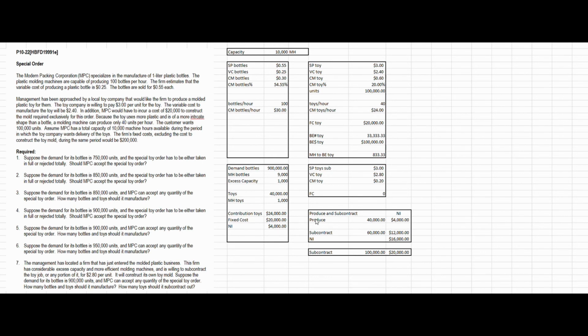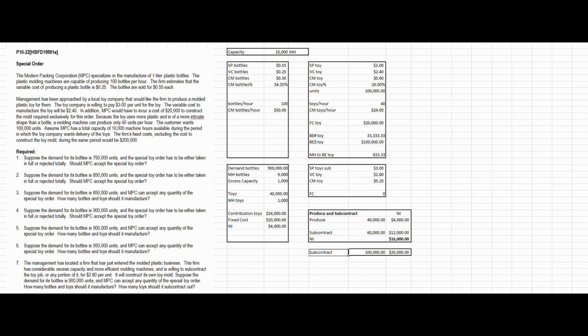All right, so now we have two different options. We can go ahead and take that excess capacity, manufacture 40,000 toys, and earn a net income of $4,000. That's summarized right here. And then subcontract out the remaining 60,000 toys, earning a contribution of 20 cents per toy, for a net income on those 60,000 units of $16,000. In other words, that right there would be the total amount of net income we would earn from the option of producing and subcontracting out the toys.